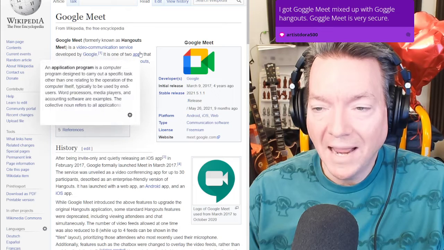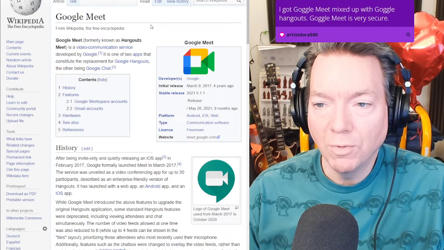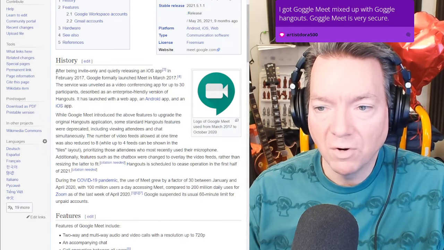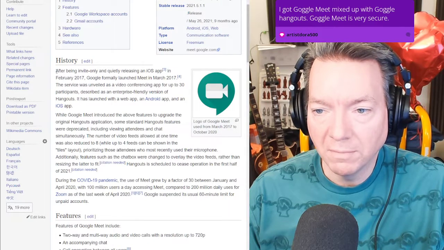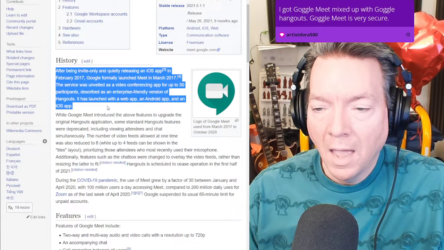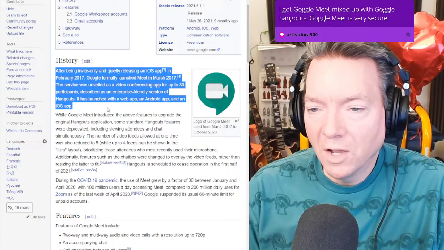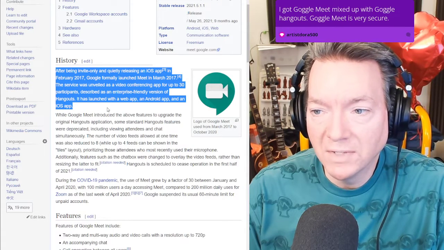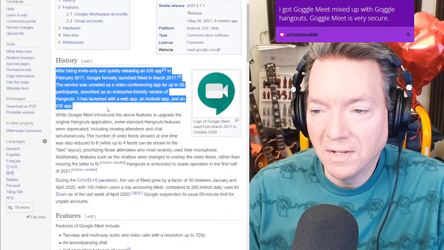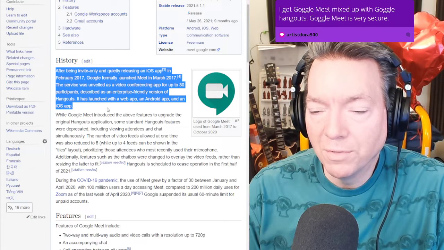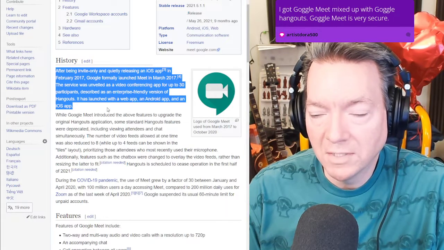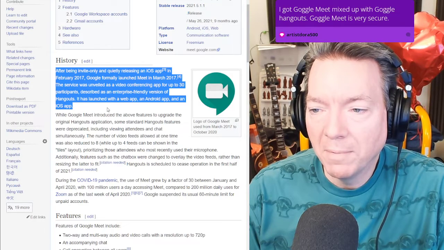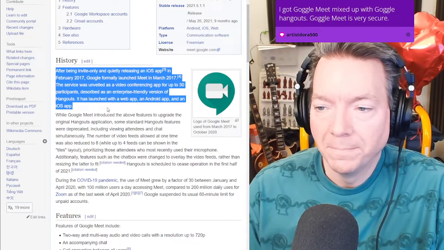Google Meet, formerly known as Hangouts, is a video communication service developed by Google. And here's the history of it. And Google has a terrible history of starting things and then dropping them. After being invite-only and quietly releasing an iOS app in 2017, Google formally launched Meet in March of 2017. The service was unveiled as a video conferencing app for up to 30 participants, described as an enterprise-friendly version of Hangouts. It launched with a web app, an Android app, and an iOS app.